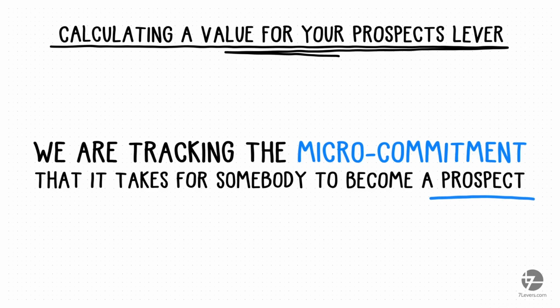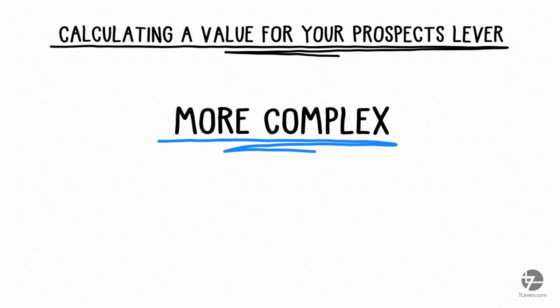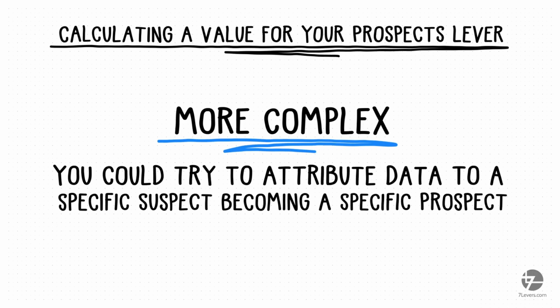Now, if you wanted to make things more complex, you could try and attribute data specifically to an individual suspect becoming a specific prospect. But that can be complex and gets even more complex downstream. Similarly, you could look at attributing the channels, again, through different systems, but that can be complex and difficult. So simple would be just to track the overall number of people who became prospects.